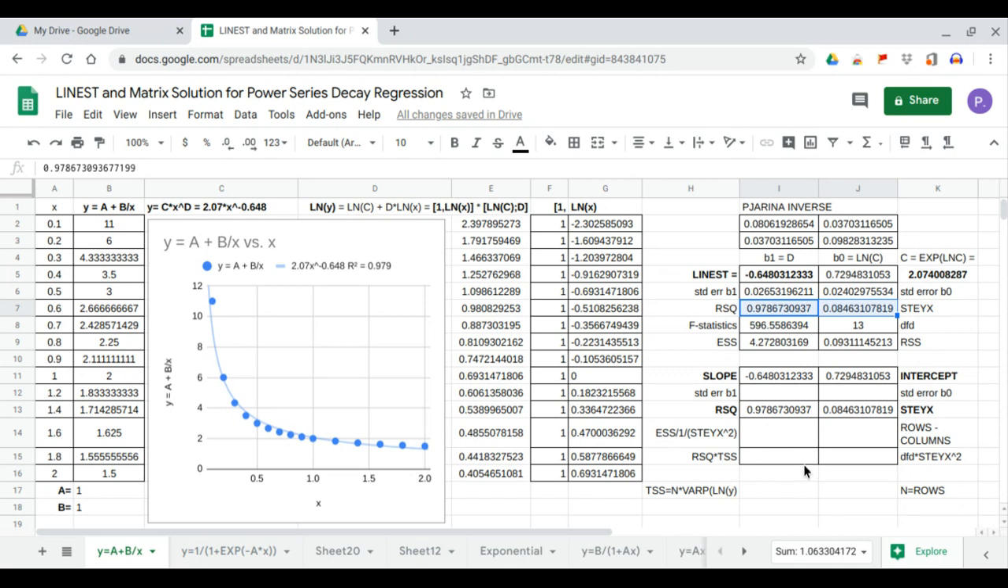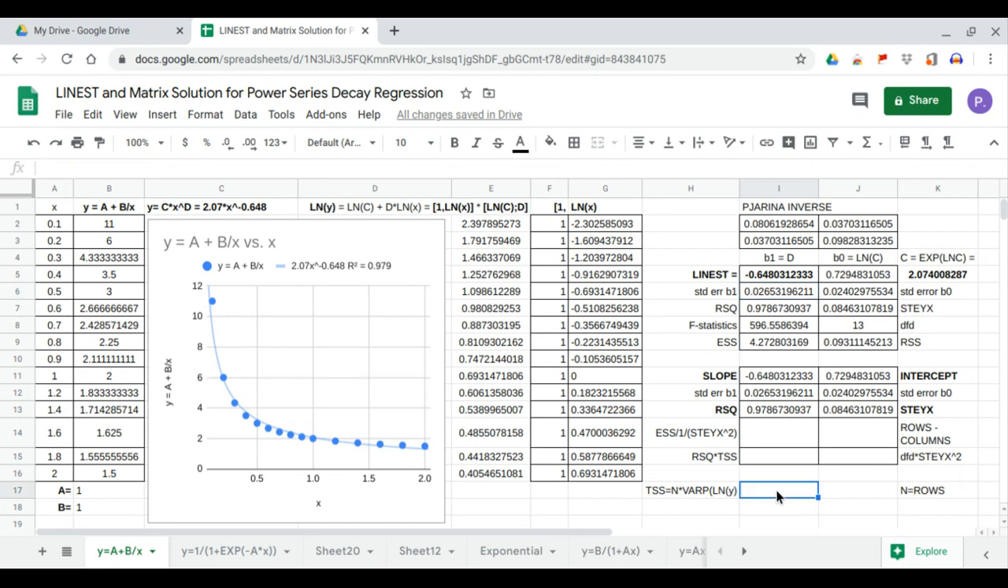Then we calculate for the standard error of the coefficient, starting with B0. The standard error value of the B0 is sey times square root of P1. 0.024 matches to our LINEST output. And then B1, the standard error value of B1 is sey times square root of P2. And it is 0.0265 matches to our LINEST output.